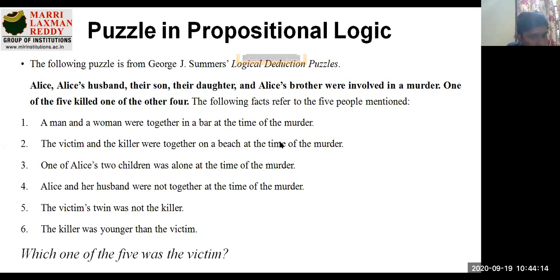Sir, there are five people, sir. And there are some facts referring to the five people in the lines below, sir. So, what is your understanding? What is the answer according to you? Alice, sir. Alice is the victim. Why? How are you answering that? What is your reasoning?